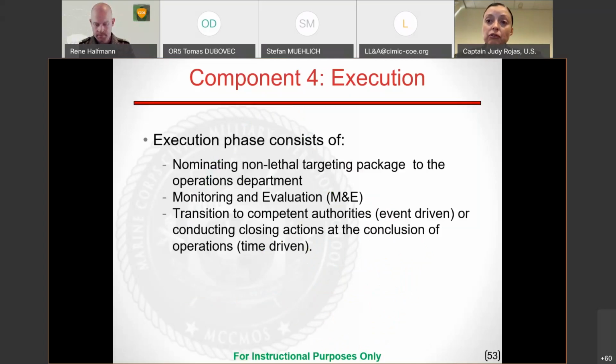Intertwining yourself and syncing yourself up with those targeting working groups, ensuring that all the lethal professionals know about targets that are non-lethal and probably shouldn't be struck. Very important to be fully involved with that on the staff. You're monitoring and evaluating your effects in that environment, and then you're also able to transition to competent authorities eventually, which is event-driven, or conduct closing actions at the conclusion of operations, which is time-driven. Next slide, please.